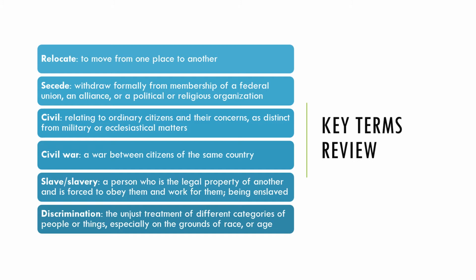Slavery is when someone is legal property of another person and is forced to obey them. And discrimination is the unjust treatment of different people based on the grounds of race or age or other characteristics of human beings.